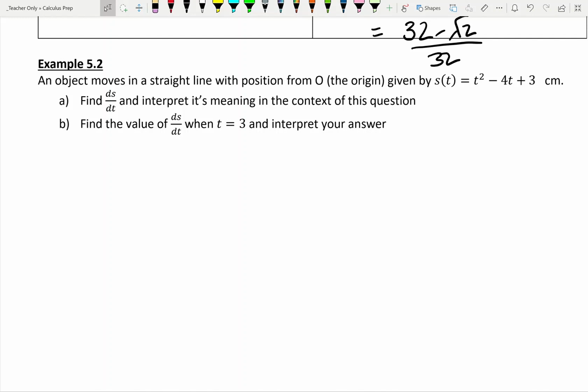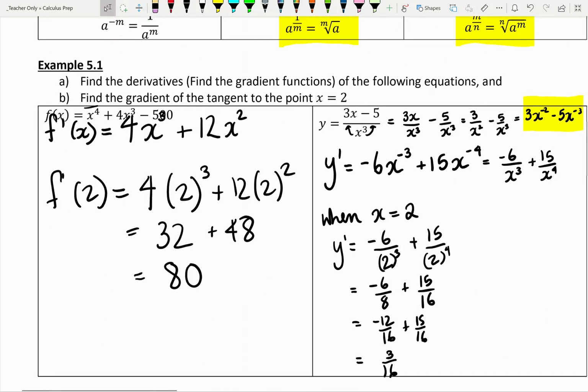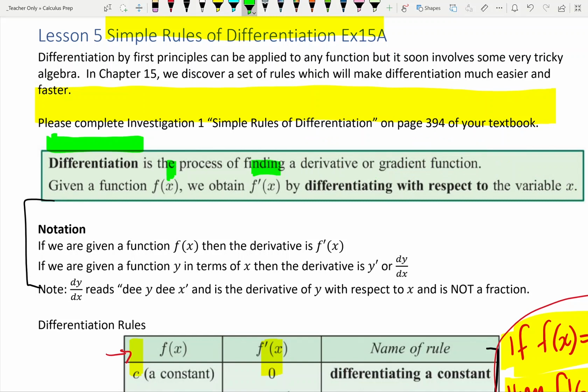Our very first movement question, and it's called kinematics, which is the mathematics of movement, is this one here. So an object moves in a straight line with position from O, being the origin, given by s of t equals t squared minus 4t plus 3. All the way back up here on the previous page, we talked about f of x; we find the derivative f dash of x by differentiating with respect to x. So whatever is inside the bracket, that's what we're deriving with respect to.